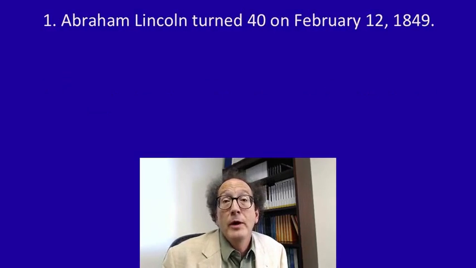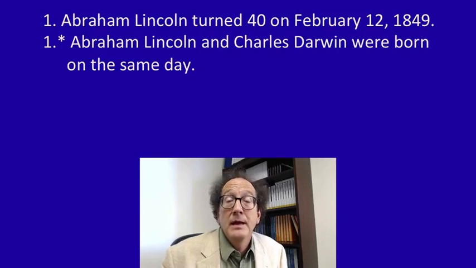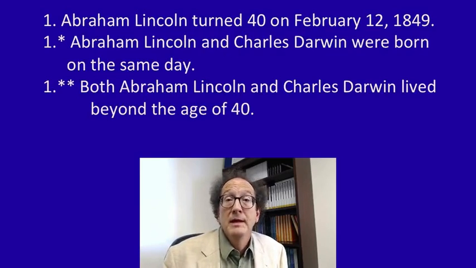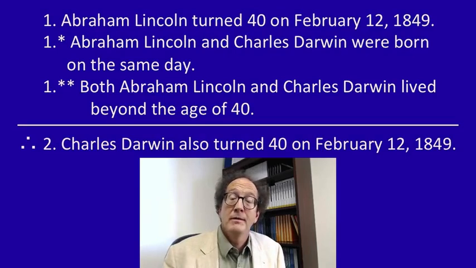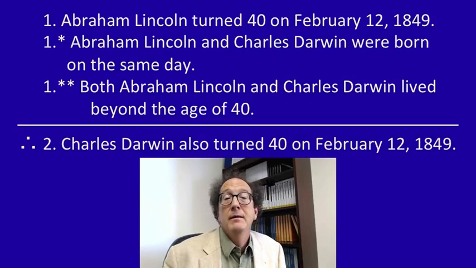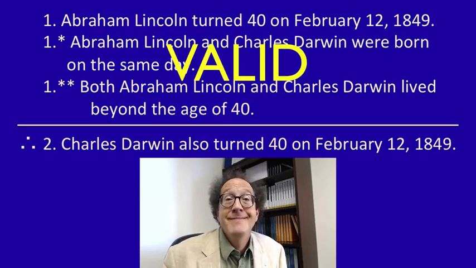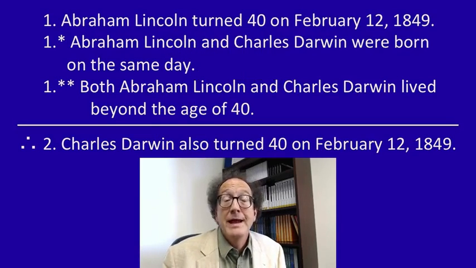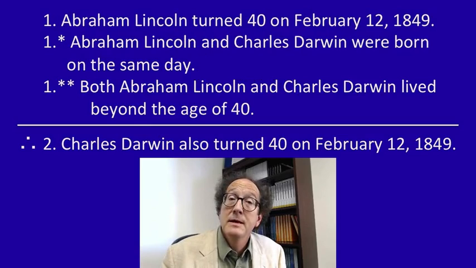Abraham Lincoln turned 40 on February 12, 1849. Abraham Lincoln and Charles Darwin were born on the same day. Both of them lived beyond the age of 40. Therefore, Charles Darwin also turned 40 on February 12, 1849. Now the argument looks pretty good. We had to add 2 suppressed premises, but we finally have a valid argument.